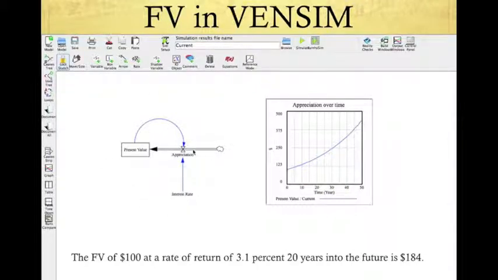It's just a matter of taking an amount and bringing it into the present value by applying the interest rate, or for future value, the rate of return. So there's a return on investment: you invest 100, and 20 years from now you get 184. That's the rate of return. That's the return on investment.